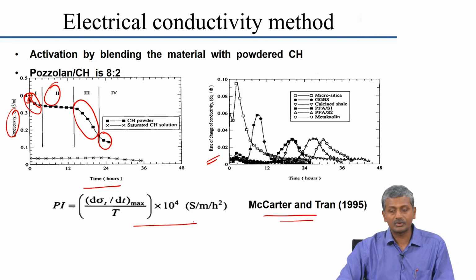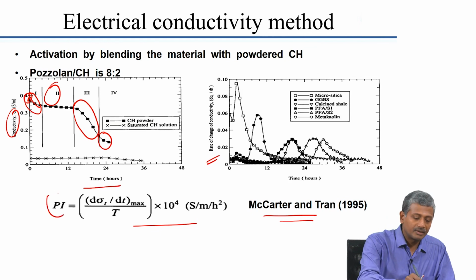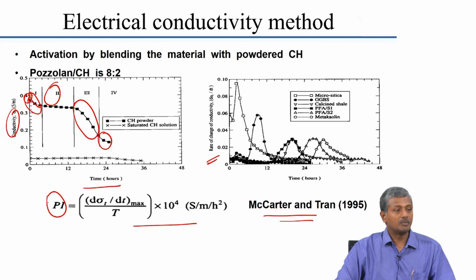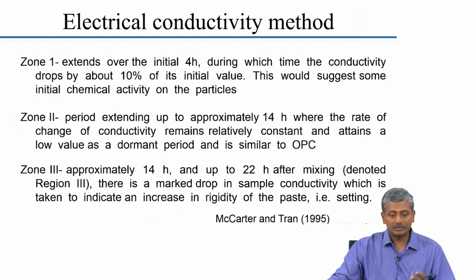So, using this derivative curve, the rate of change of conductivity curve, this kind of a relationship was proposed for the pozzolanic activity index by McCarter and Tran, and of course, this is just describing what those zones that I have just talked about are.